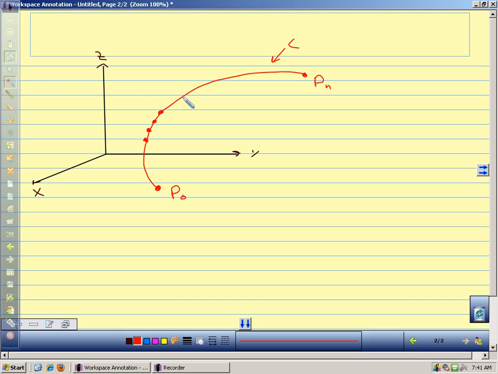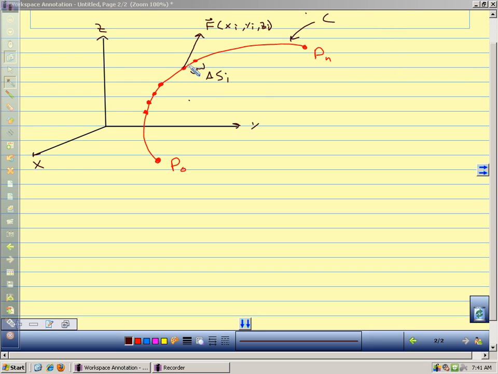And we're going to look at this ith subinterval here. This is our delta S sub i. And our force here on the ith subinterval, I'm going to draw my force vector. That's the force at that subinterval. So that's the force at x sub i, y sub i, and z sub i. So that's our force in our ith subinterval. And we want to find the work done by this force moving the particle through this ith subinterval.